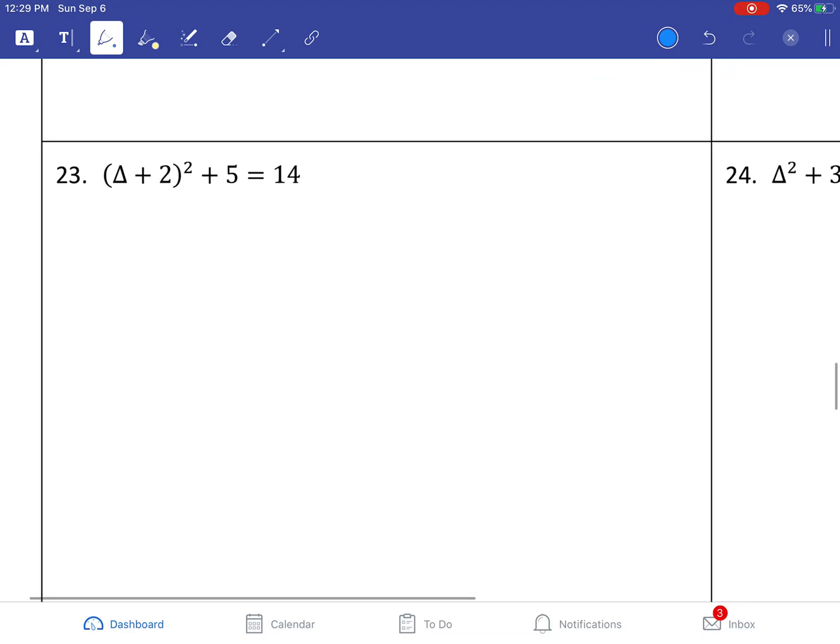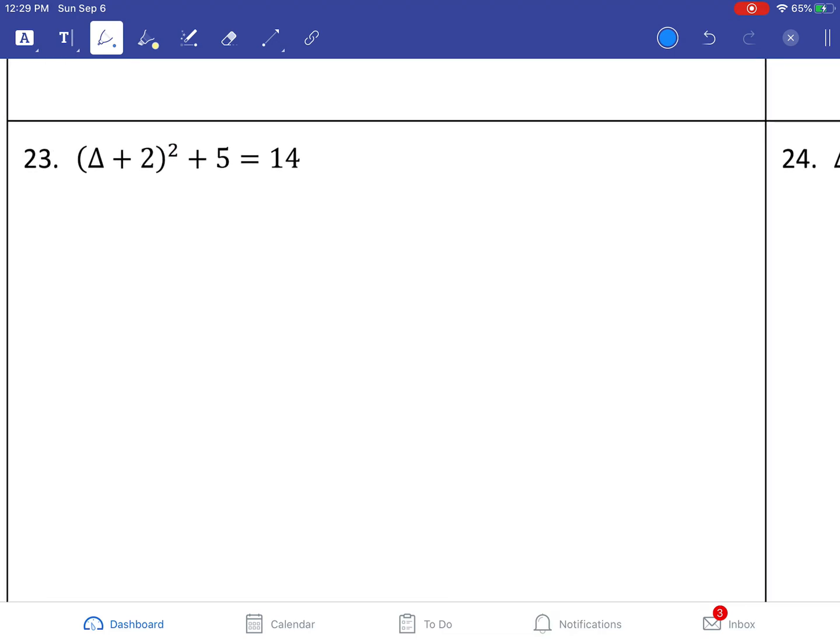All right, number 23. All right, this is again like the solving using square roots. All right, so we have to get the parentheses that's being squared by itself, so we're going to subtract 5 from both sides. So we have triangle plus 2 squared. All right, 14 minus 5 is going to give you 9. All right, then we do the opposite of squares, which is square roots. So those 2 will go away. We'll get triangle plus 2 is equal to, the square root of 9 is 3, but you got to put plus or minus.